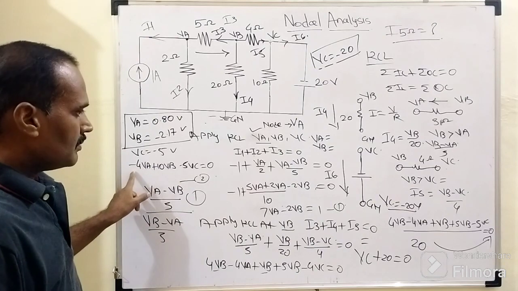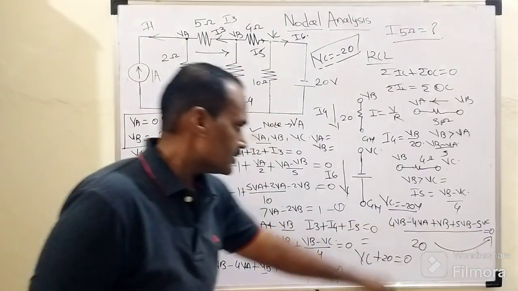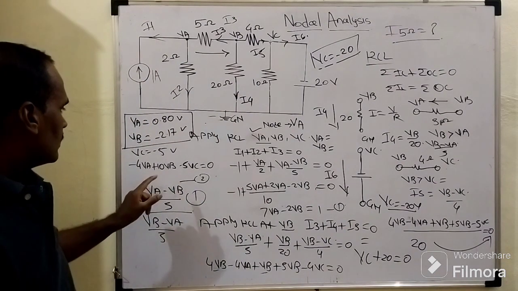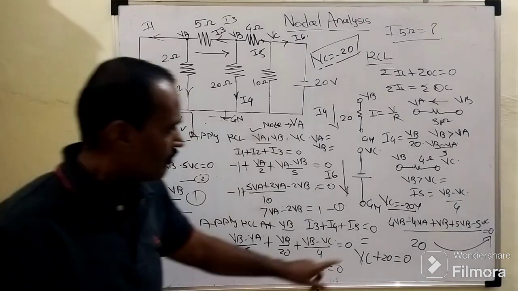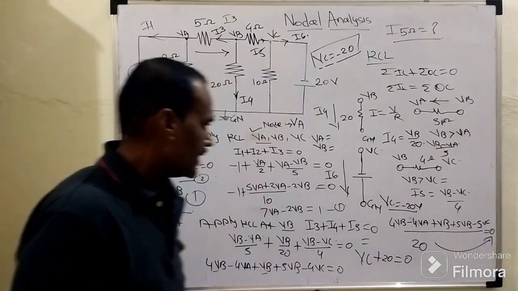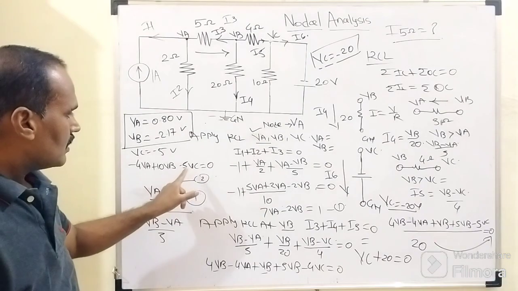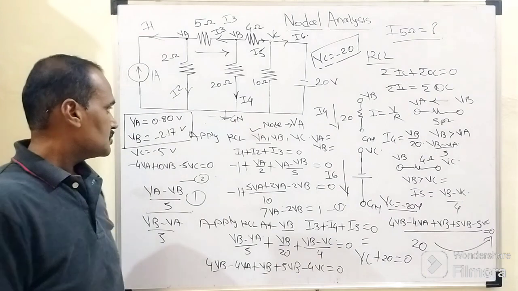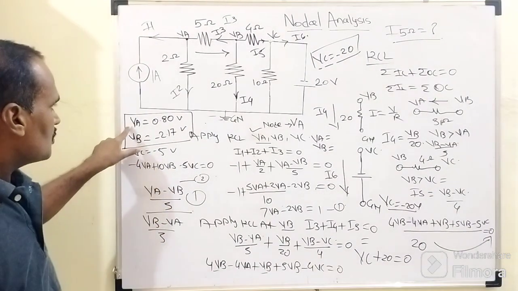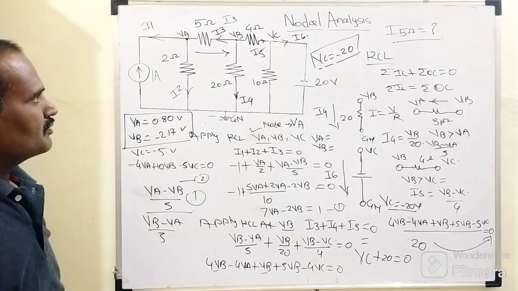So the equation will become minus 4 VA plus 4 plus 1, 5, 5 plus 5, 10, so 10 times VB minus 5 times VC equals 0. This is equation number 2. When we solve these two equations, VA equals 0.80 volt and VB equals minus 2.17 volt.